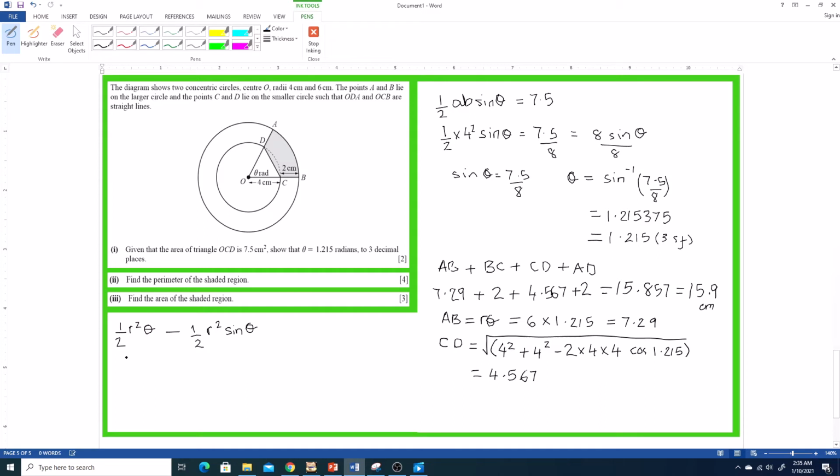So this is going to be a half. Our radius is 6, so 6 squared, and multiply that by 1.215, and then we're going to minus a half, 4 squared sine 1.215, and then we'll punch all that out in our calculator to give us 14.37, which just gives us 14.4 centimeters squared.